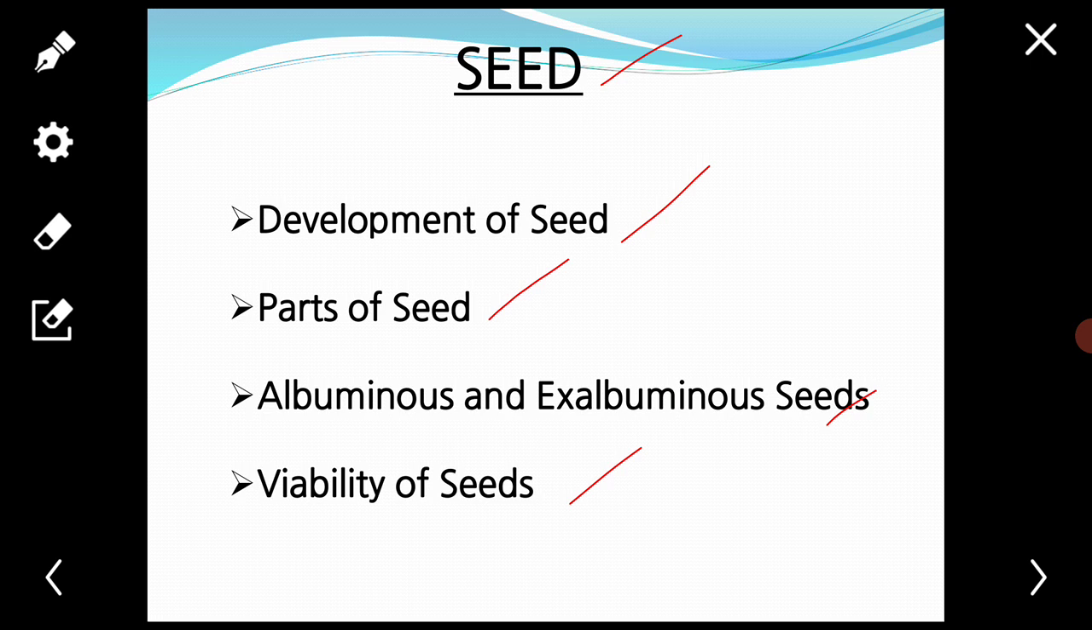The viability of the seed depends on number one, the conditions through which they pass after shedding. Next, aging of the seeds. Next, stock of reserve food materials, etc. The viability is generally lost if the seeds are kept in a dry atmosphere for a longer duration.